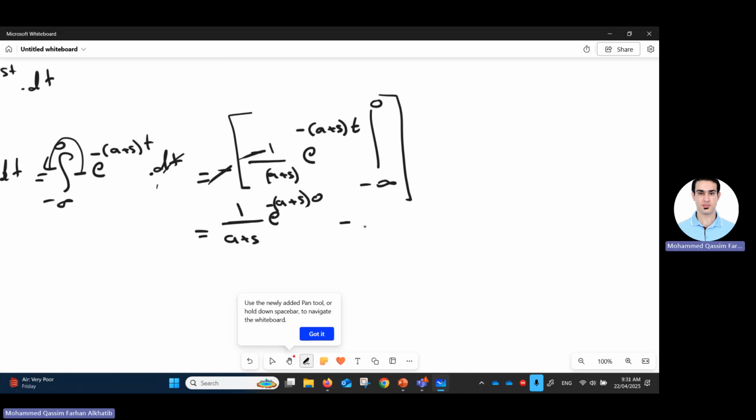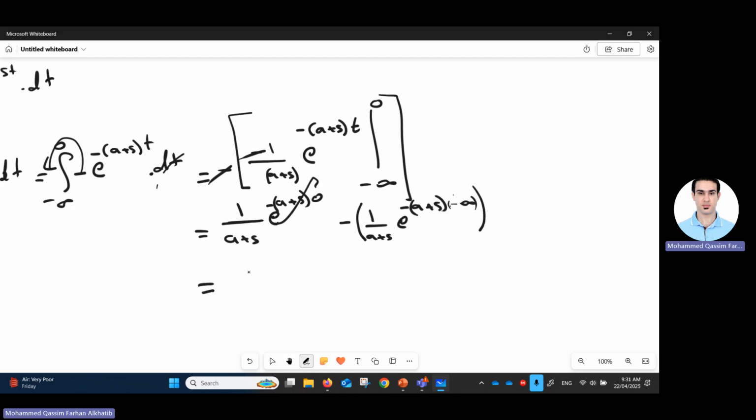Now let's apply the infinity part. 1 over a plus s, e to the power minus a plus s times negative infinity. All right, so this one clearly is going to be 1 over a plus s minus, all right, so let's see this expression. I have a negative sign here, and I have a negative sign here. They will cancel each other out. So I have e to the power a plus s times infinity.